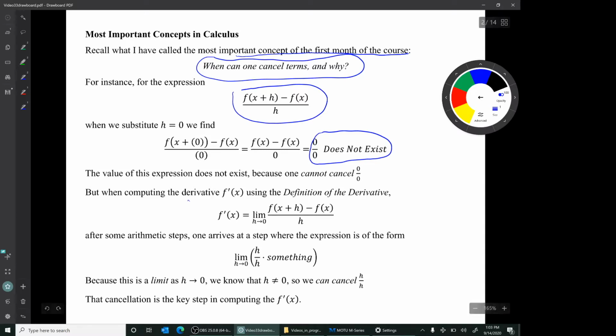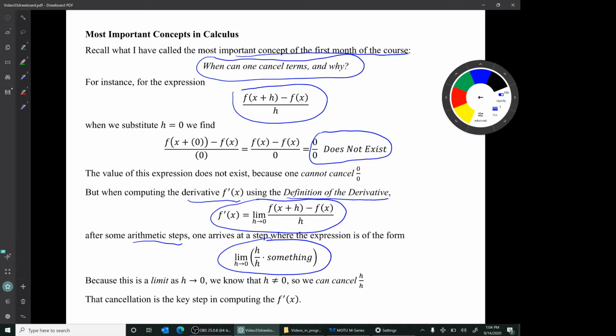But when you're computing the derivative, using the definition of the derivative, you're doing this. You're finding the limit of that expression. And when we did those kinds of calculations, we would do some arithmetic steps and arrive at some step where the expression is of this form, the limit of h over h times something. And since this is a limit, as h is approaching 0, we know that h is not equal to 0, so we can cancel h over h. That was the key step in being able to compute the derivative.